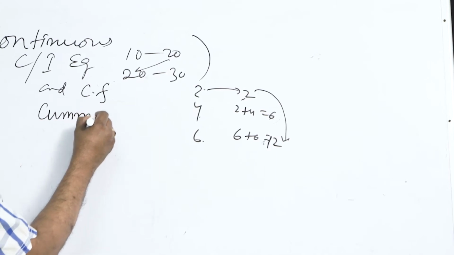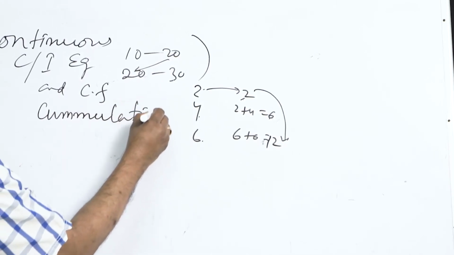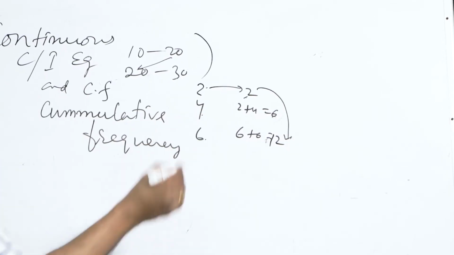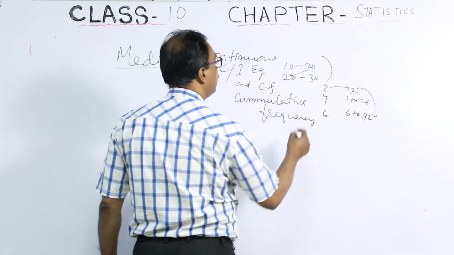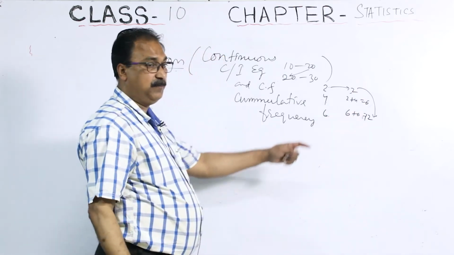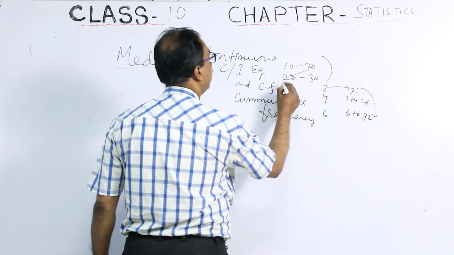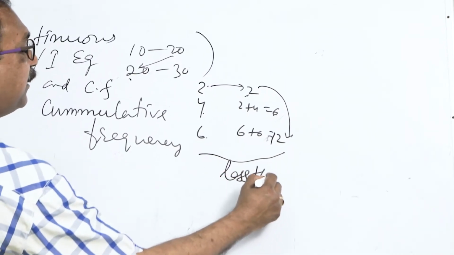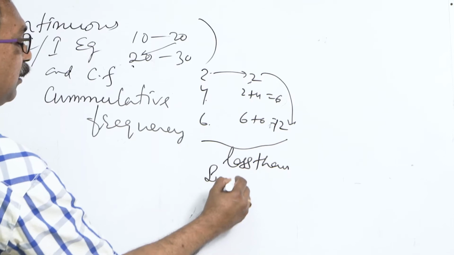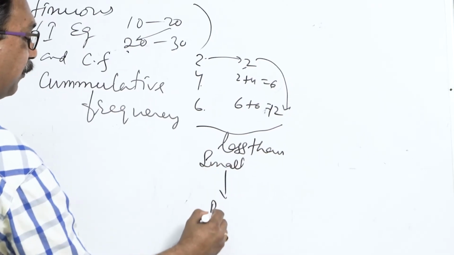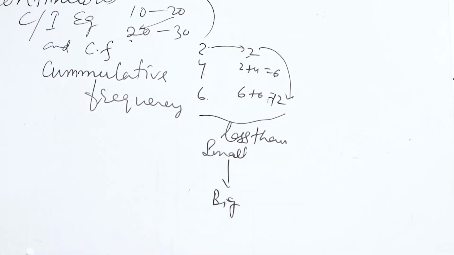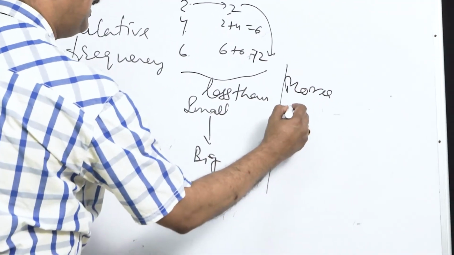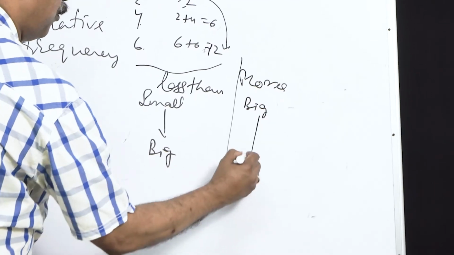Okay? Cumulative frequency, you add it. Sometimes cumulative frequency is called the less than method. Okay? The less than method means small to big. Its cumulative frequency is denoted as less than cumulative frequency. So less than means small number to big number. That's called less than. If it is more than cumulative frequency, how will it be? From the big number to the small number, big to small.